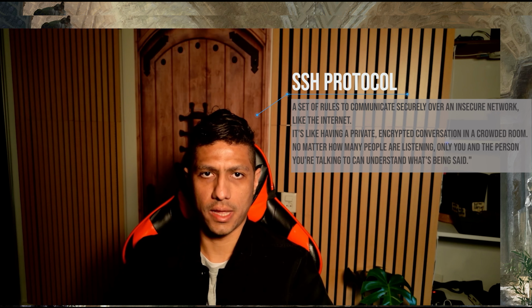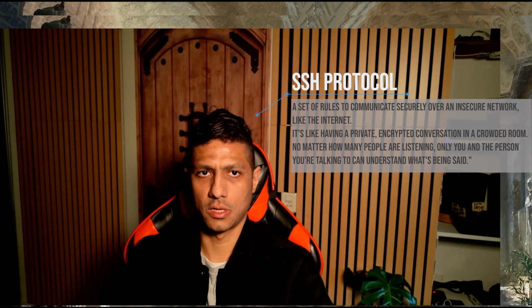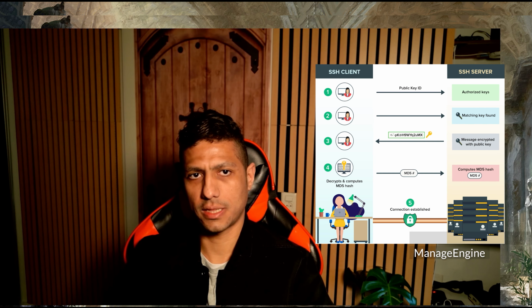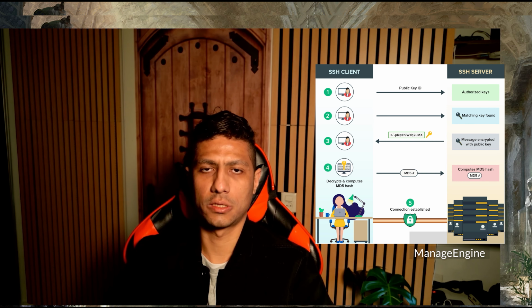So what is SSH? SSH, or Secure Shell, is a protocol that allows you to securely access and communicate with remote servers. By using an SSH key with Git platforms like GitHub and GitLab, you establish a secure channel, ensuring your code transfers are both private and protected.